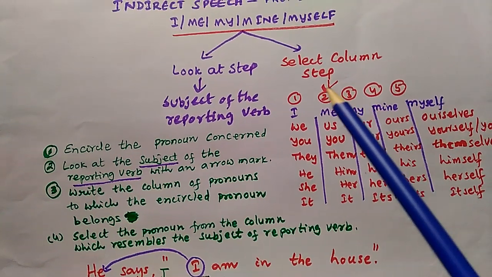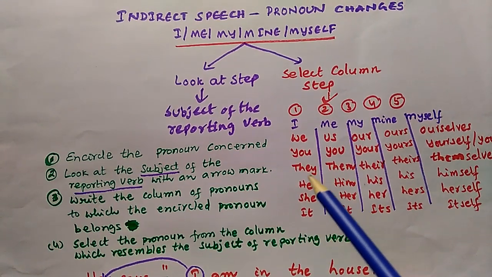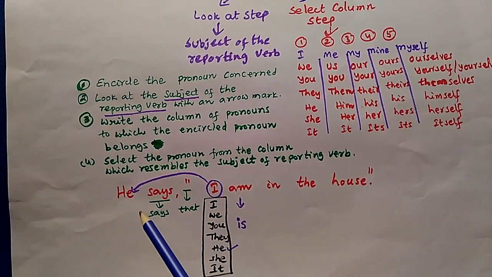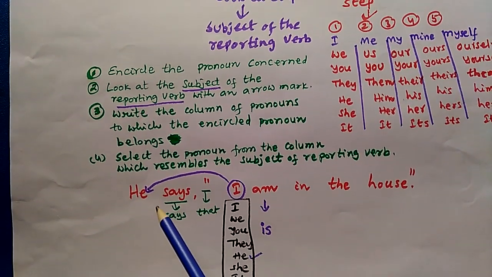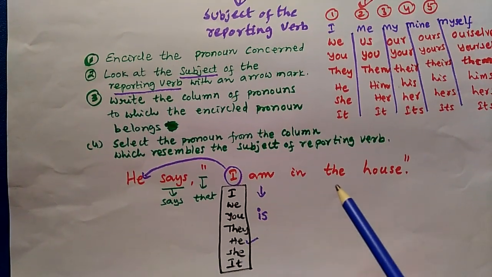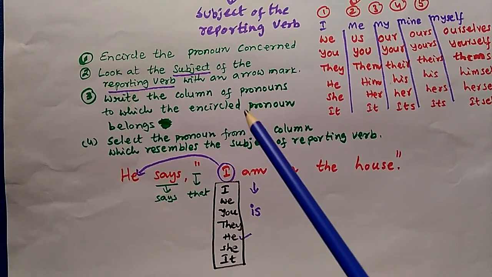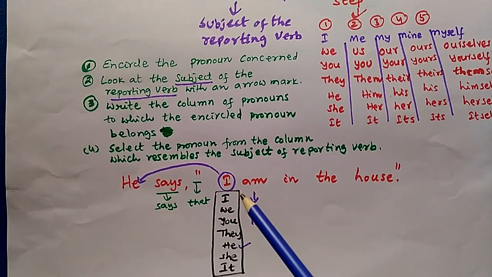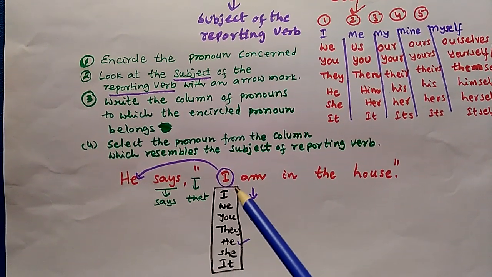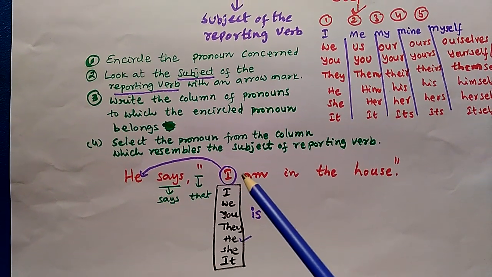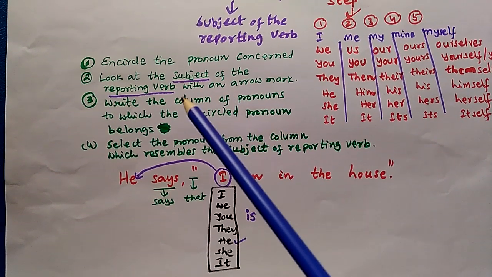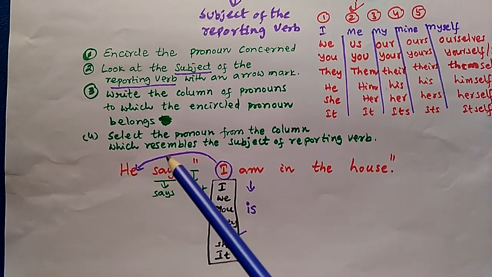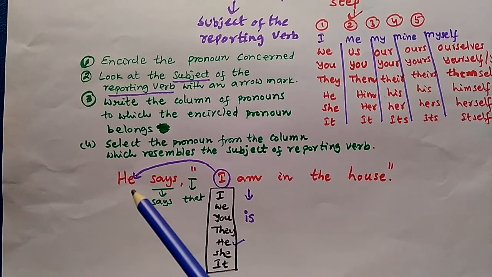Let us see how all these rules can be applied in an example. Well, example: he says, inverted commas, I am in the house. Then how can we change? Rule number one, encircle the pronoun. Here the pronoun is I, so we have to encircle it. And then we have to look at the subject of the reporting verb with an arrow mark, that is he.